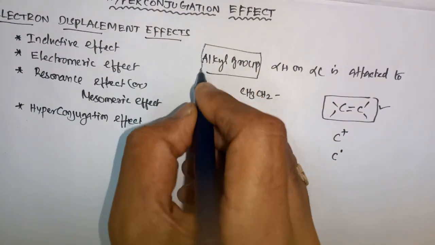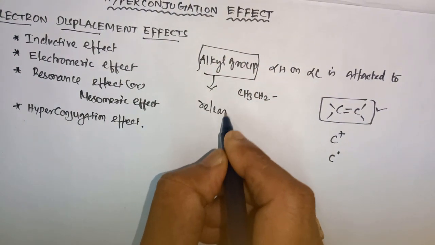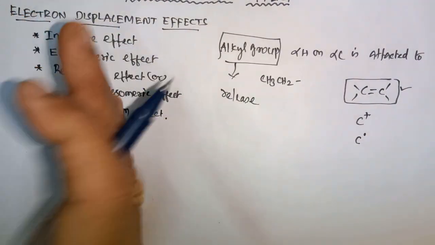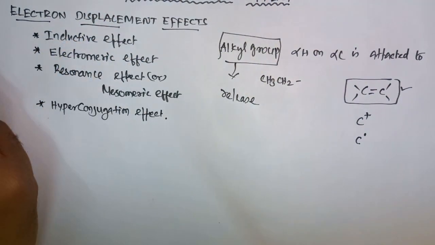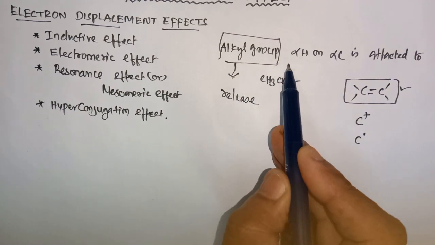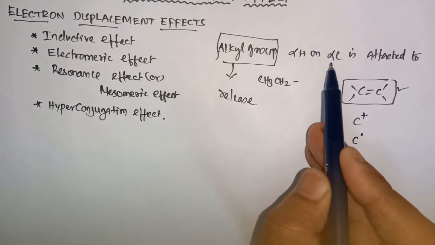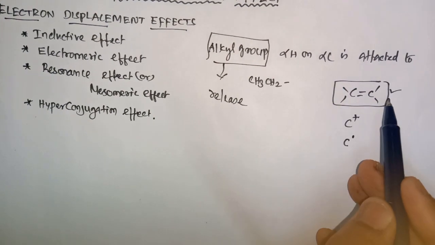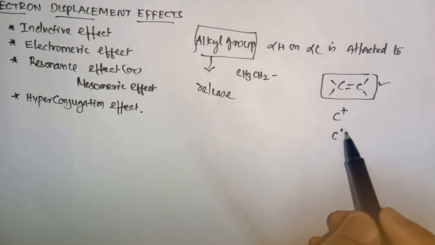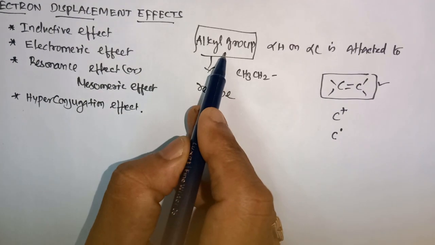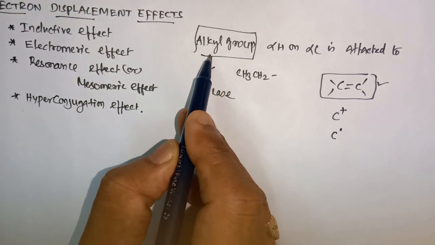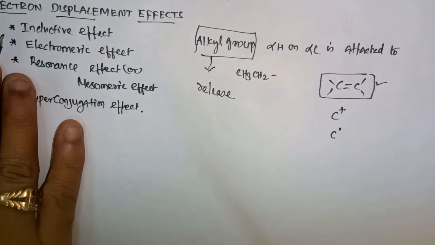This alkyl group is able to release electrons. This releasing effect is called the hyperconjugation effect. What is called the hyperconjugation effect? When an alkyl group containing at least one alpha hydrogen on the alpha carbon is attached to a carbon-carbon double bonded system, or carbon having positive charge, or carbon having a single electron, this alkyl group is able to release the electron. That releasing of electrons is called the hyperconjugation effect.